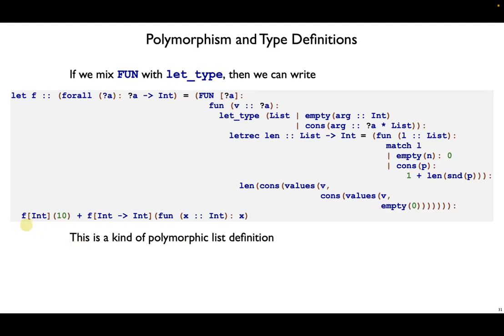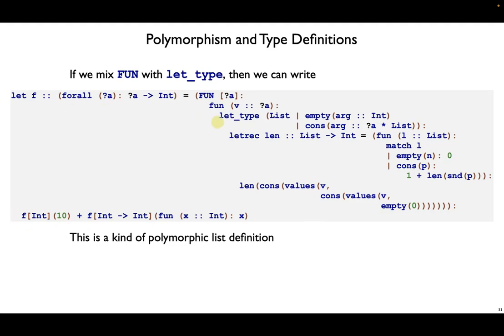Over here at the bottom, we call f 2 times. First instantiated with int and then applied to the value 10. Second instantiated with int arrow int and applied to an identity function. Okay, we can call f with 2 different types and get back 2 different lengths. How does it work on the inside?